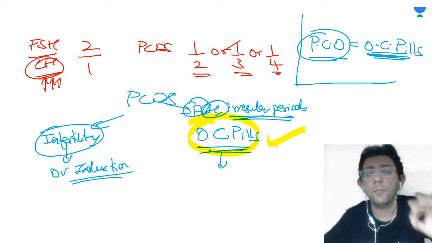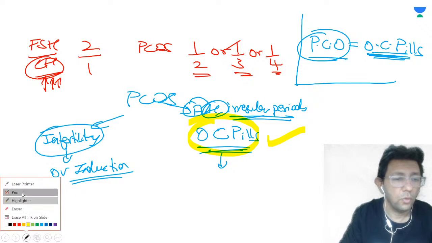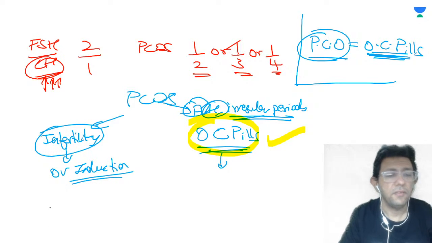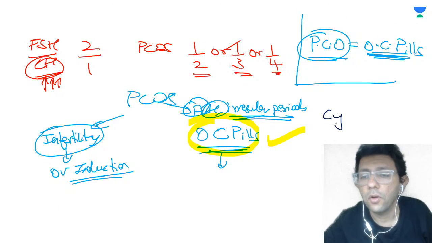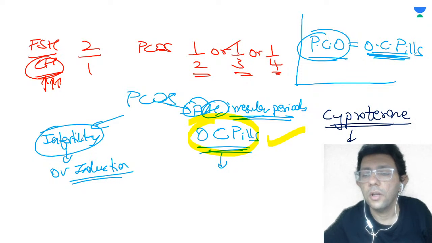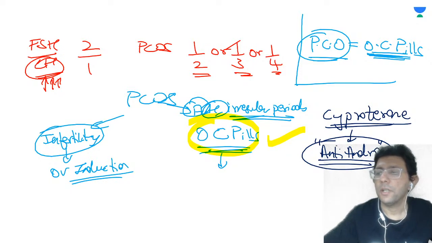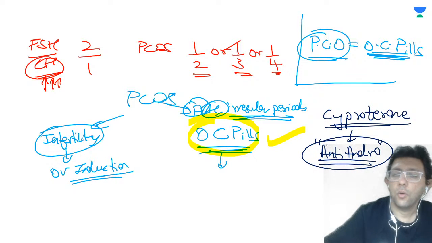But when I have to choose the progesterone component, we prefer to go with the one which is a cyproterone containing OC pill. Why? Because cyproterone is a progesterone with anti-androgenic property, and that is what I require over here, because the patient of PCOS has androgen excess.